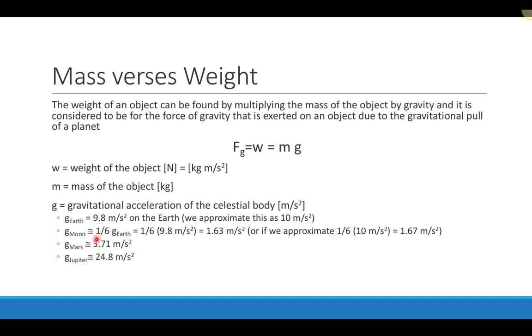If we were on the moon, the moon's gravity is about a sixth of Earth's gravity, which is about 1.63. If you use 10, it's about 1.67. And then we could look at other celestial bodies. If we went to Mars, Mars has a greater gravitational acceleration than the moon, but it's still quite a bit smaller than the Earth. And if we went to Jupiter, we have a much larger gravitational acceleration, so our weight would be much more than if we were on the Earth.